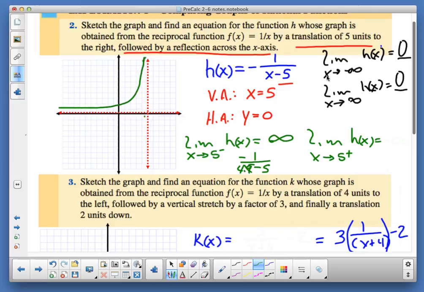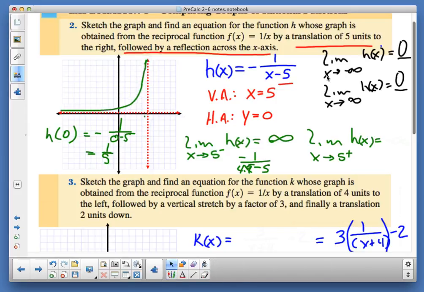like that. Now, I should be able to tell, and I should have found it first, what my y-intercept is. Around 0, it should be like 1/5, because my y-intercept is when x is 0, which is negative 1 over 0 minus 5. And that's why I'm saying it's 1/5. So my graph really should be down a little bit more like that.